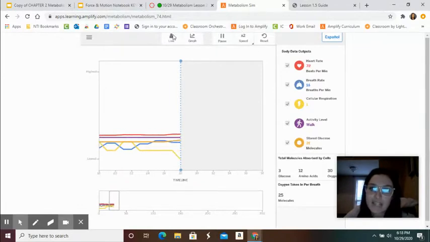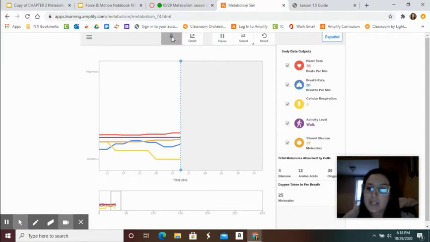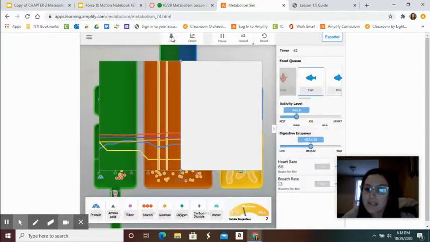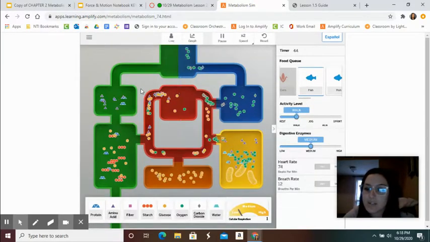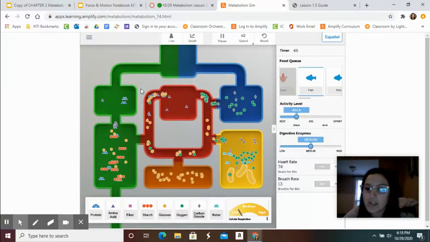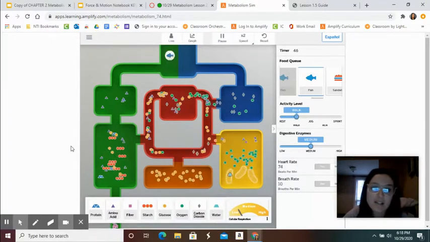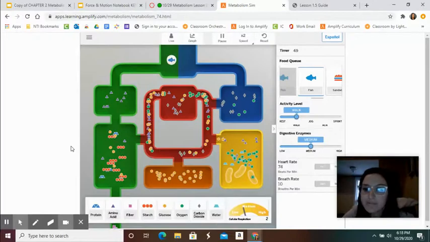So I'm going to kind of let this run all the way through. And we are going to do 2 trials because in science, it's important to always make sure you do it more than once to make sure that you have accurate results. So I'm going to let this run through.